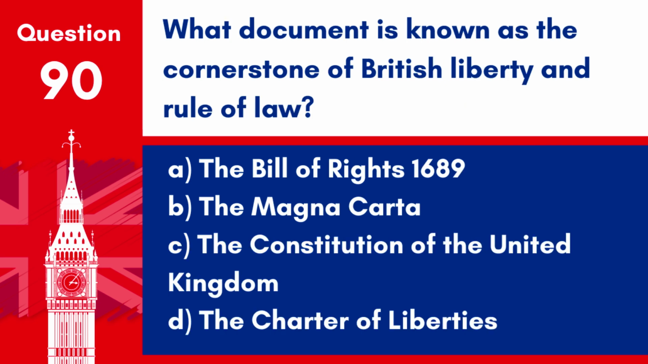Question 90. What document is known as the cornerstone of British liberty and rule of law? A. The Bill of Rights 1689. B. The Magna Carta. C. The Constitution of the United Kingdom. D. The Charter of Liberties. Answer: B. The Magna Carta, signed in 1215, is known as the cornerstone of British liberty and rule of law, establishing principles that protect the rights and freedoms of individuals against arbitrary authority.